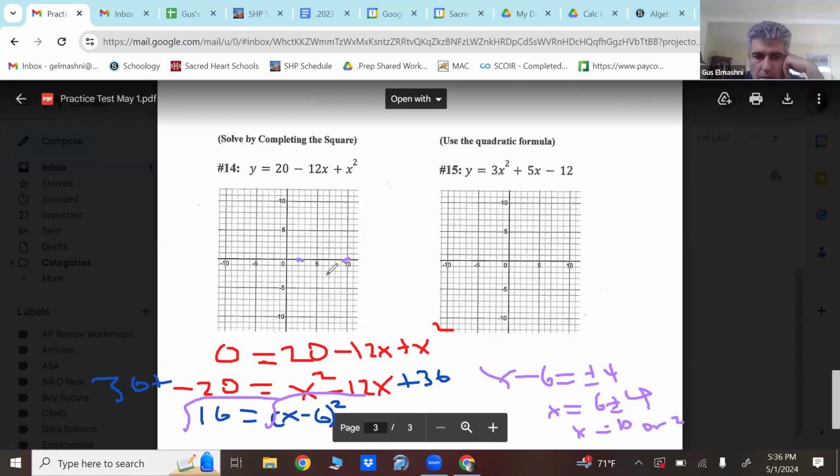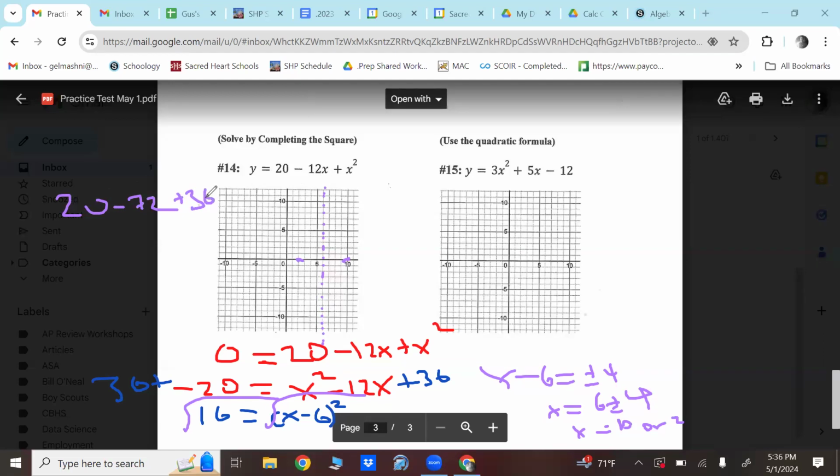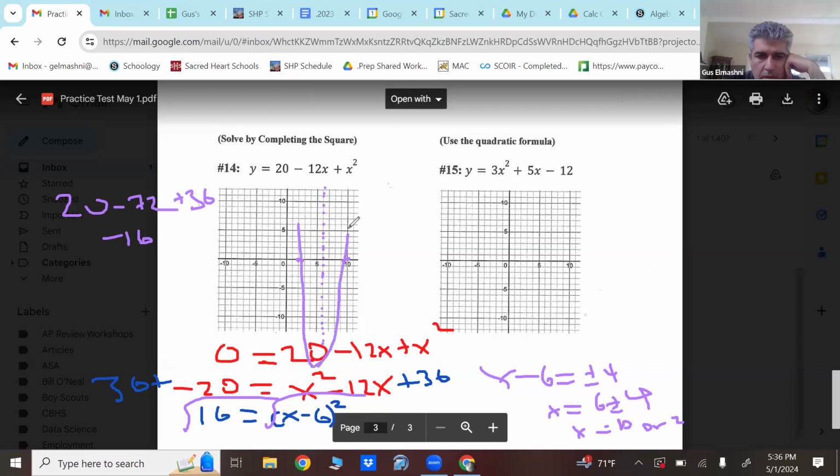You want to go halfway in between, which is 6. That's your axis of symmetry. Plug it in, 20. It's really low. So there we go.